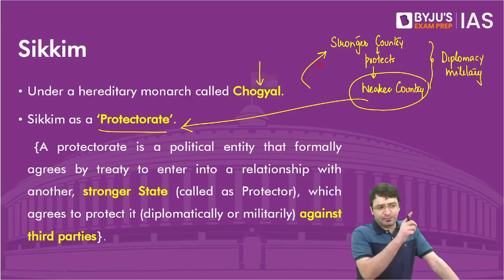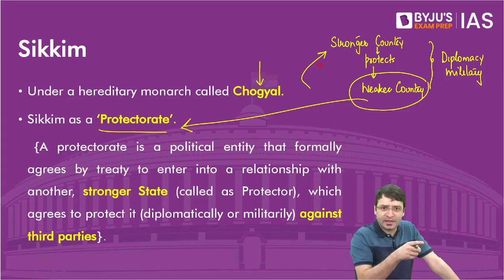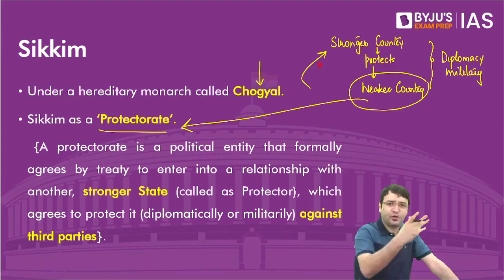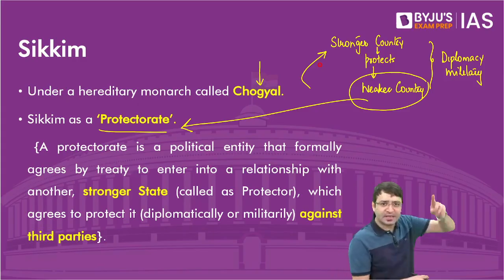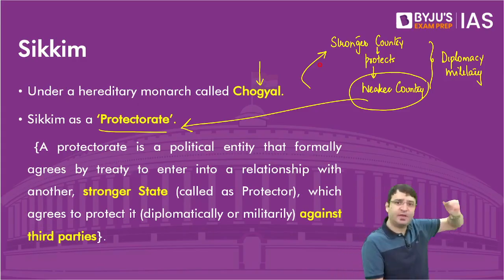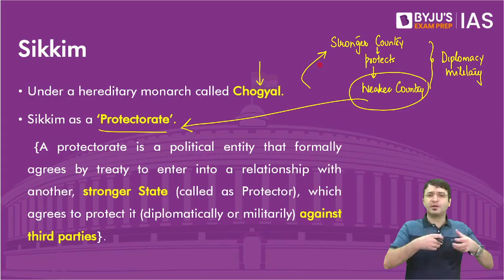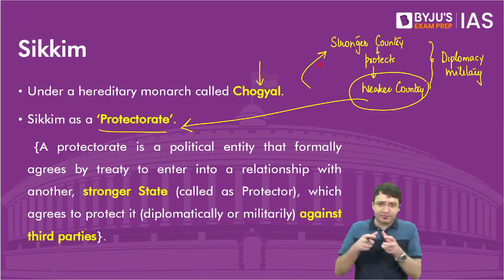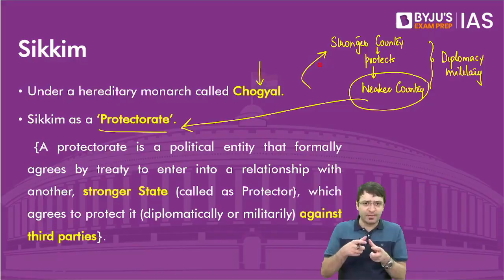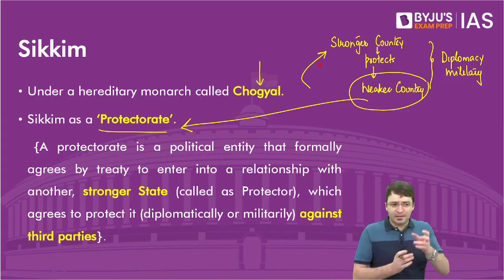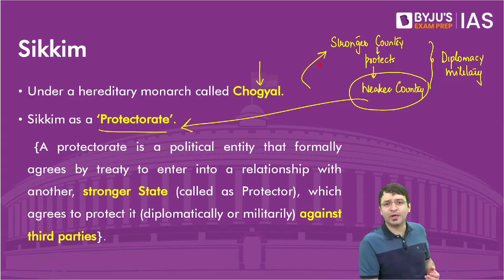So India said, we will protect you. If China comes to you, violates your sovereignty, attacks you, we will defend you militarily. If somebody is attacking you at the United Nations, we will protect you there diplomatically. So India, a stronger country, becomes the protector of a weaker country, Sikkim. So Sikkim became the protectorate of India. But slowly and steadily, the people of Sikkim were fed up of Chogyal. And at the same time, they wanted to be very close to India.